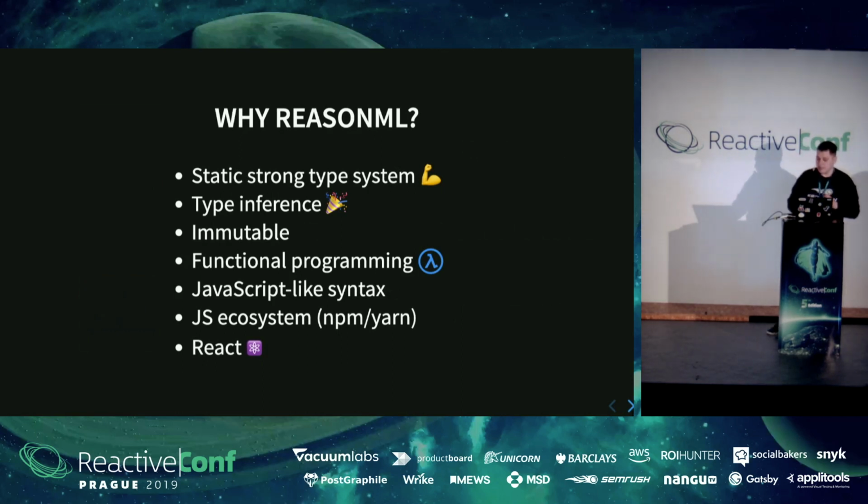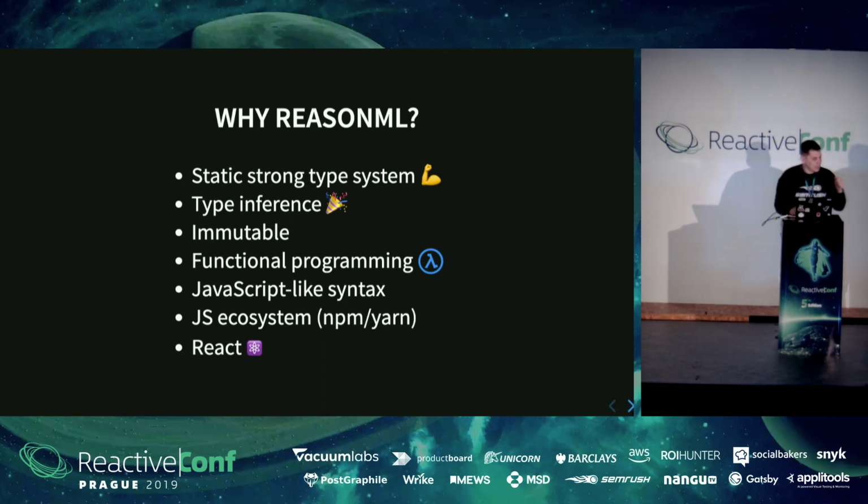And now let's see what benefits ReasonML can give us. ReasonML has a static, strong type system, and this is the exact opposite of what we have in JavaScript. In addition to the powerful type system, ReasonML also has a powerful type inference system. You can write code without annotations, and the compiler will infer types for you. Immutable data, functional programming, JavaScript-like syntax, JS ecosystem. ReasonML has it all. And everything you know about how to create React apps, all your experience, you can use in ReasonML, because you can create React applications using Reason.